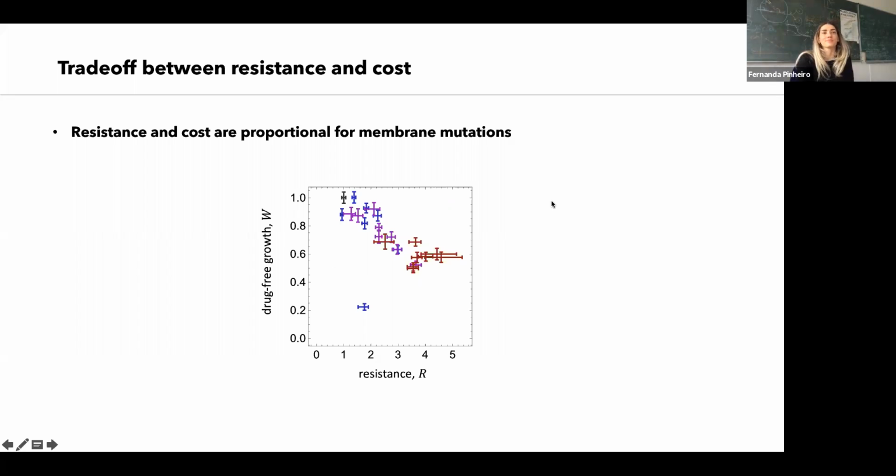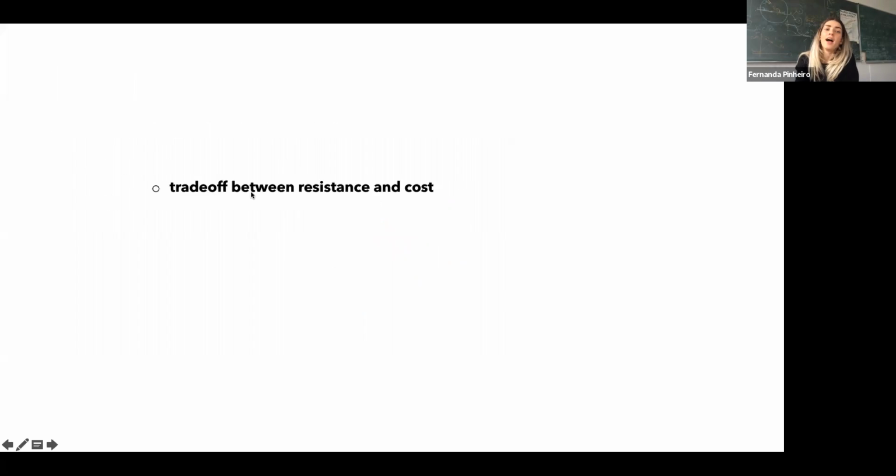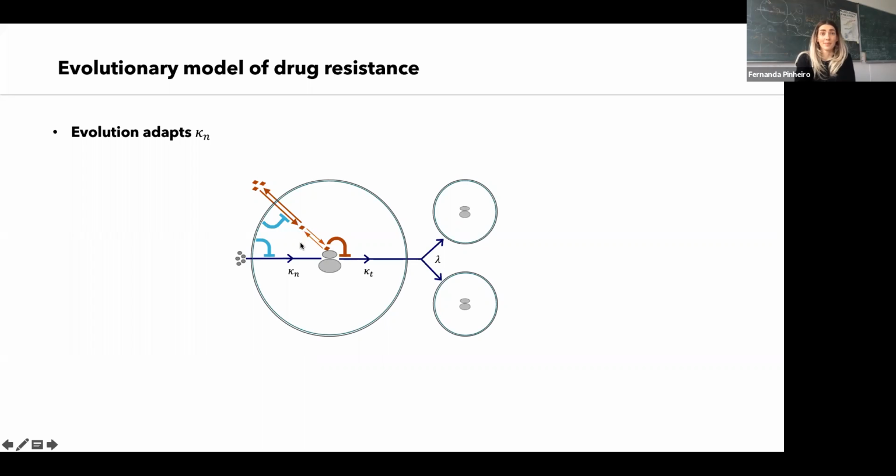So here, our assumption was that as the antibiotic reduces the translational capacity, what evolution is doing for the bug is to adapt the nutritional capacity. The whole idea is that we know that these bugs have membrane mutations. So it could be the case that these membrane mutations were generating a proportional reduction in the drug intake, and then as a collateral effect, it would have a cost in fitness in absence of the drug.